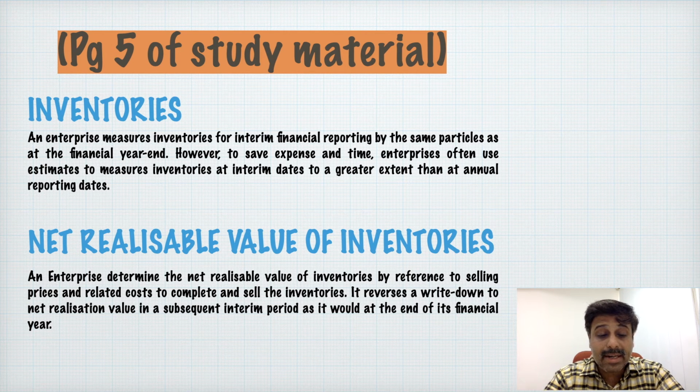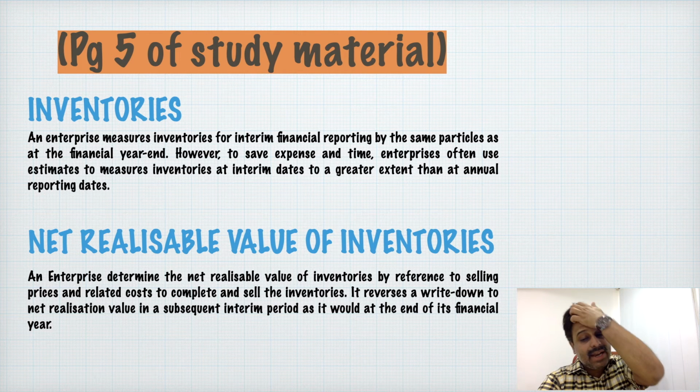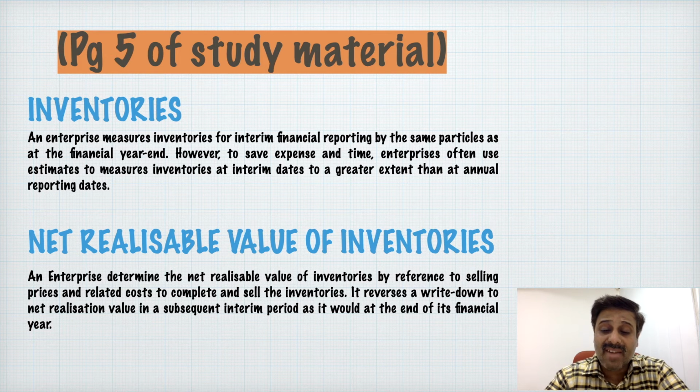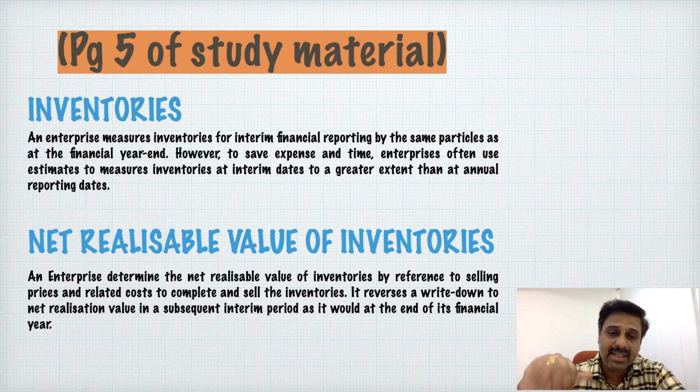It reverses a write-down to net realization value in a subsequent interim period, as it would at the end of its financial year. So as we do at the end of the financial year, if the value has gone down, we make a provision for the closing stock and we reverse it in the beginning of the next year. In the same way, you can do it quarterly also.